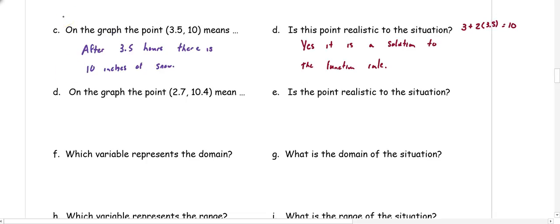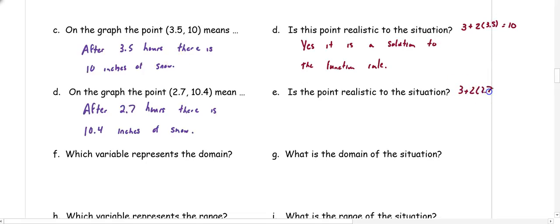So on the graph, what does 2.7, 10.4 mean? This means after 2.7 hours, there is 10.4 inches of snow. Is this realistic? Well, we can have 2.7 hours, so that's okay.